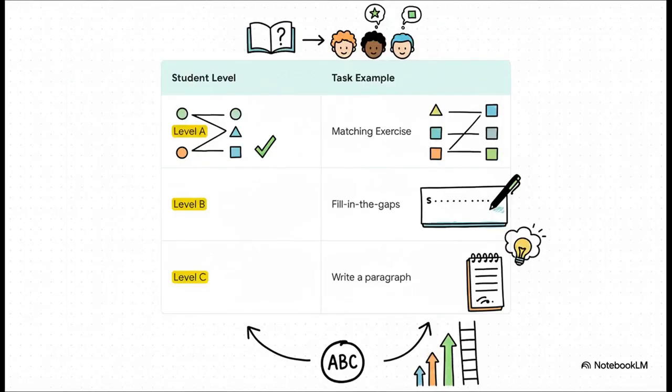And finally, differentiated instruction. This isn't really a method as much as it is a core principle. It's just acknowledging that students in the same class are at different levels. So for the same learning goal, you design different tasks. As you can see here, your beginners might do a simple matching task, while your more advanced students are challenged to write a whole paragraph. Everyone's working on the same grammar, but at a level that's just right for them.